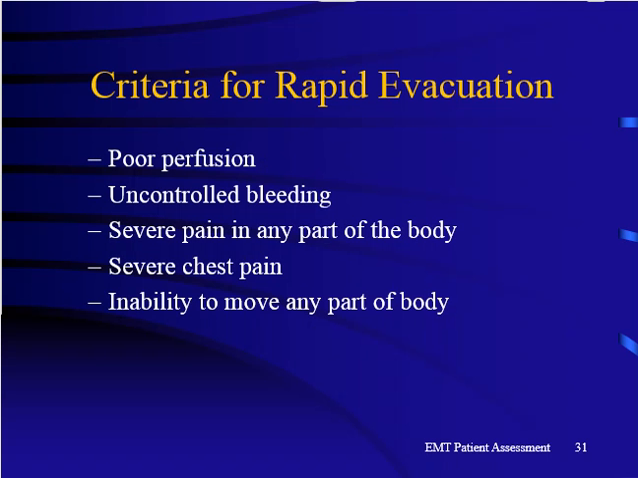Severe pain in any part of the body. If somebody's having severe pain in the hip, lungs, ribs, shoulder, something like that. If they have a broken femur, I'm pretty sure they'll be in some severe pain. They might need some pain medication. So if you're a basic, you might need to call for a rapid evacuation, or for more resources to come and assist you with this person. Severe chest pain. This could be an indication of a STEMI, some sort of heart issue. And an inability to move any body part is going to be another major thing for a rapid evacuation.